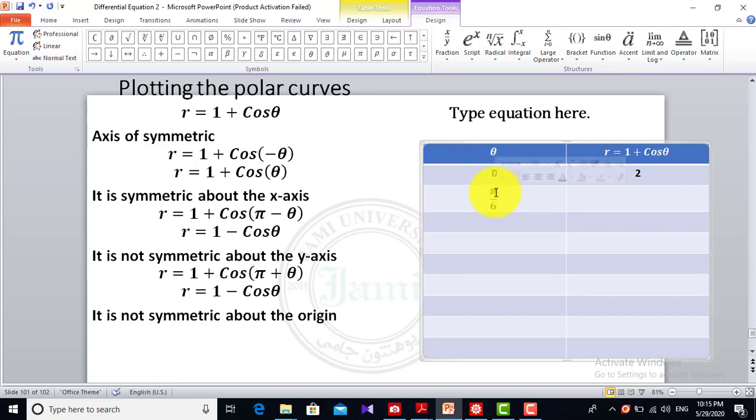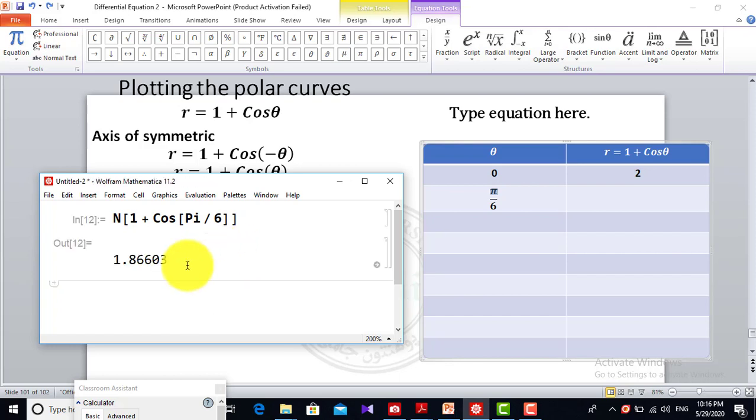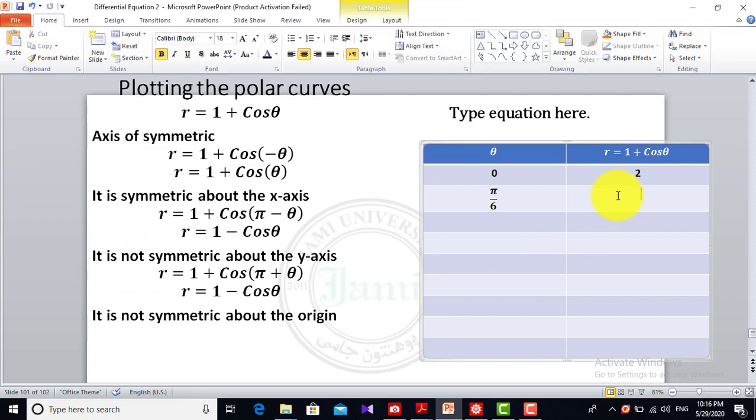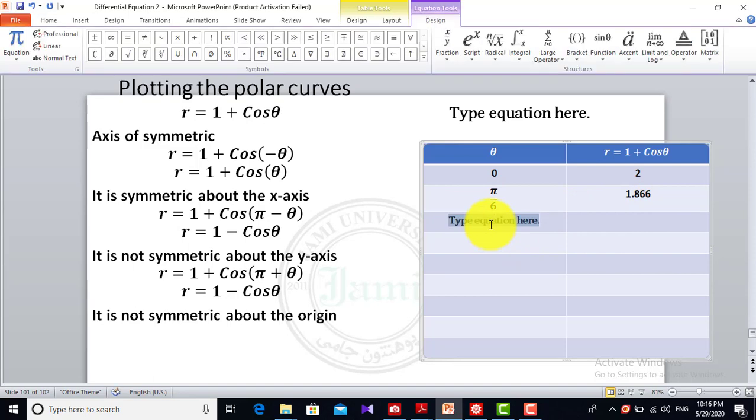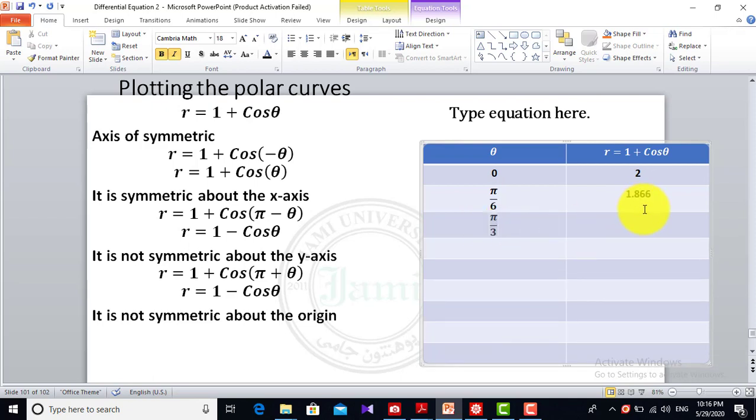So I need to know what is the value of 1 plus cos pi by 6. So I will calculate like this: N of 1 plus cos of pi by 6. So the result will be 1.866. I will be writing here 1.866. The next step I will be giving, for example, pi by 3. So if I give pi by 3, cos pi by 3 is how much?